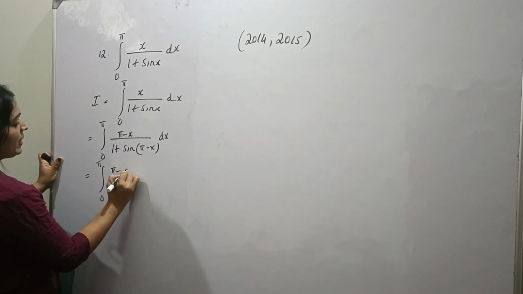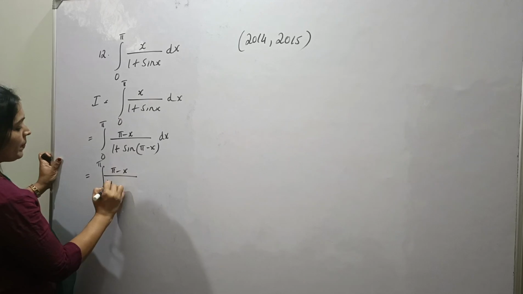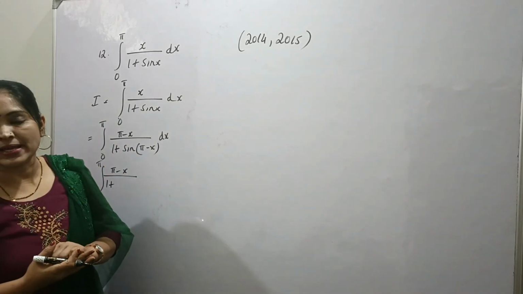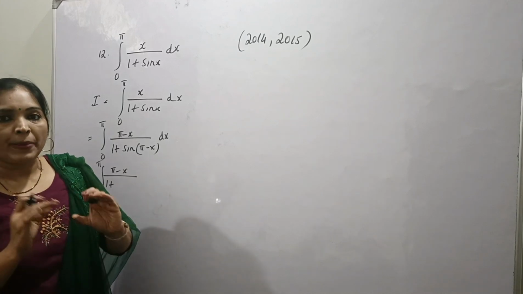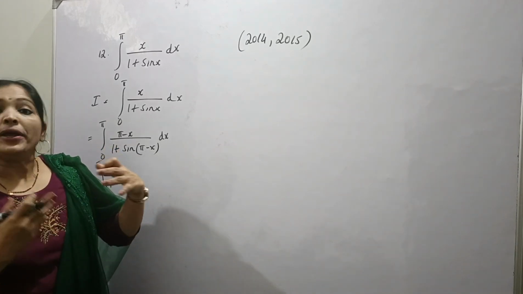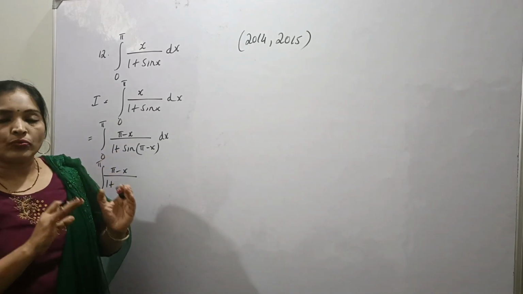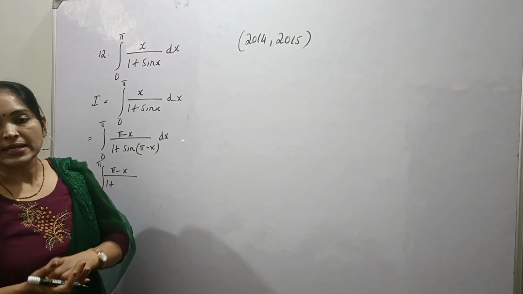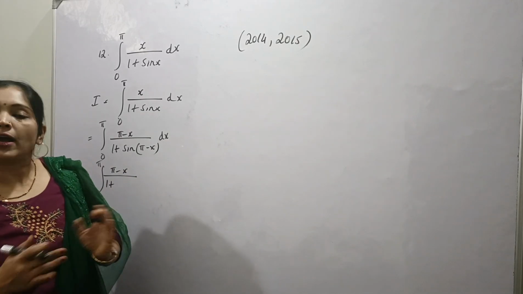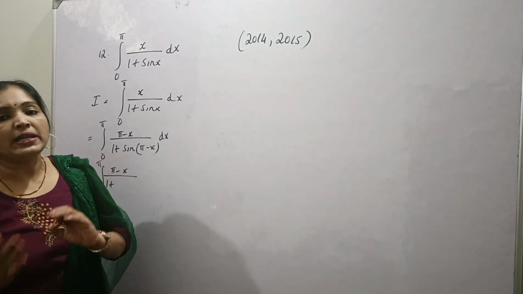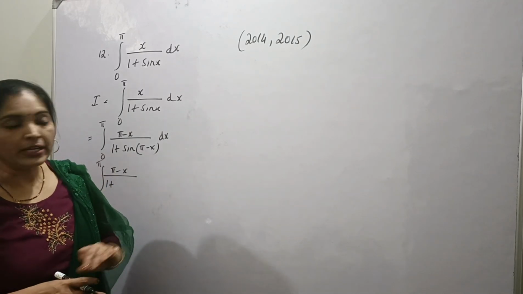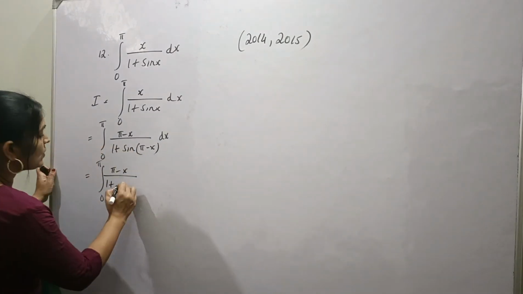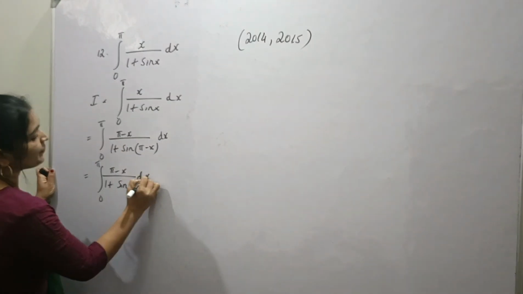In the denominator, 1 plus, what is sin pi minus x? Sin pi minus theta. Pi means that is 2 into pi by 2. We know that sin pi minus theta is sin theta itself. Sin pi by 2 minus theta is cos theta, but sin pi minus theta is sin theta itself. So, sin pi minus x is sin x, so 1 plus sin x dx.